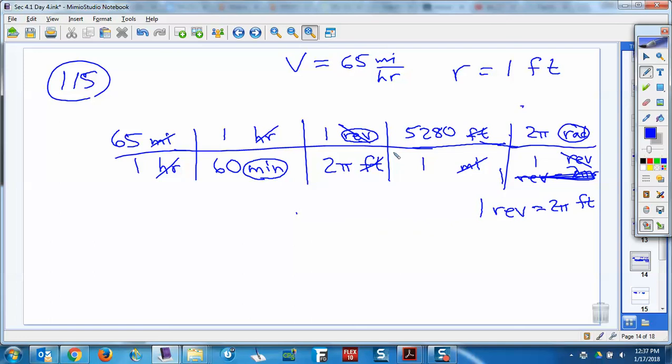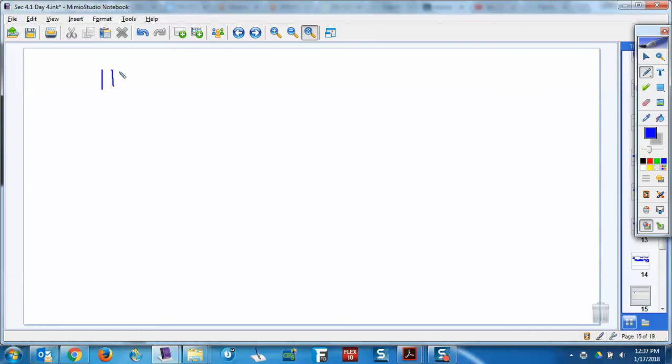Let's talk about 114. A 2-inch diameter pulley on an electric motor that runs at 1,700 revolutions per minute is connected by a belt to a 4-inch diameter pulley. So what we end up with here is a small pulley and a larger pulley that's twice as big. This one is 2-inch, this one is 4-inch, and it's connected by a belt.